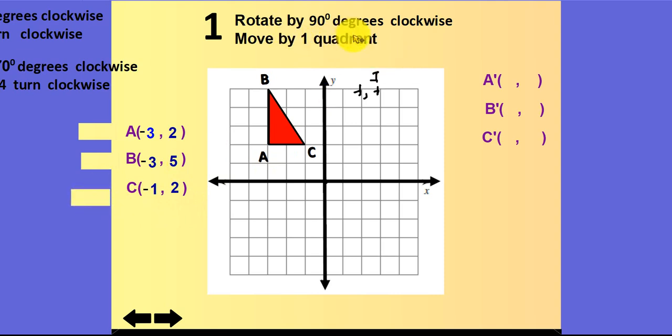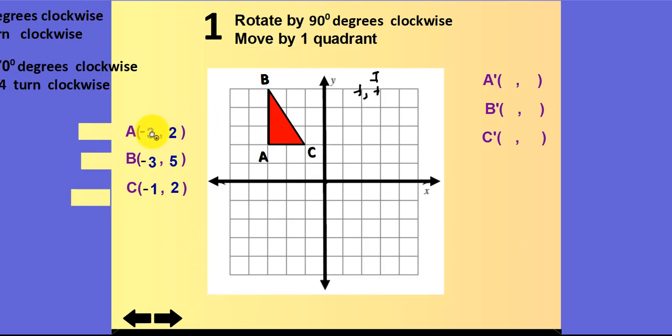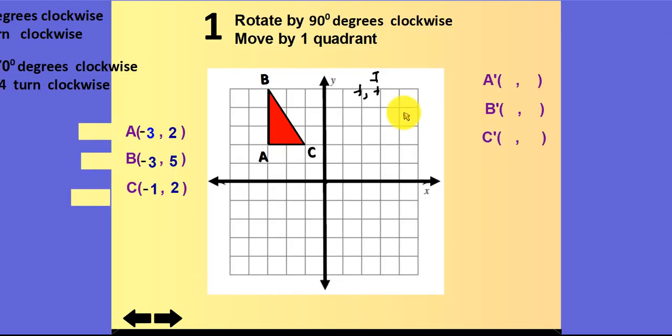So to rotate by 90 or 270 degrees, we said that we ignore the sign of your coordinates and then switch your x and y. So my A prime will become, so this one is 3, 2. It will become 2, 3. My B is 3, 5. The image will become 5, 3. My C is 1, 2. It will become 2, 1.